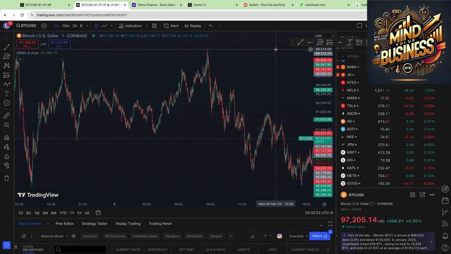Secondly, we're going to talk about a bearish head and shoulder. How do we identify a bearish head and shoulder, and how do we trade it? Thirdly, we're going to talk about a bullish double bottom. What is a bullish double bottom? How do we identify it, and how do we trade it? And finally, we're going to talk about a bullish inverted head and shoulder. What is it, how do we identify it, and how do we trade it?